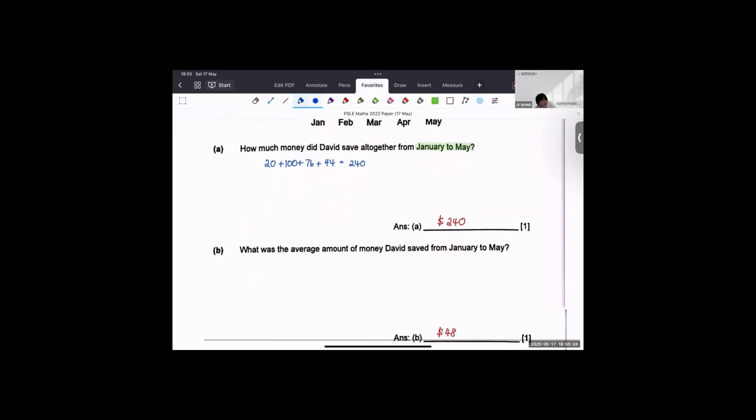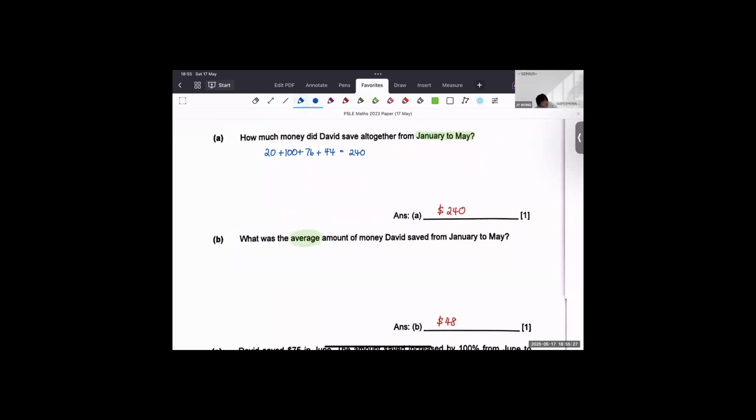Next, what was the average? The main thing here is average. How do we get average? Average amount of money saved from January to May. January to May is a total of 5 months. So you need to use the total amount of money divided by the number of months. So we already know the total amount of money, which is $240. The number of months will be 5, so you should get 48.